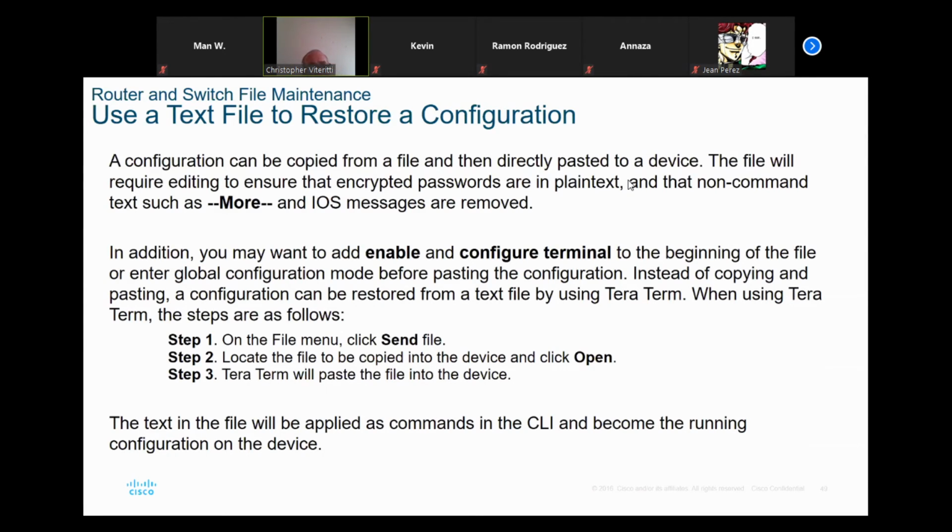In addition, you may want to add enable and configure terminal to the beginning of the file, or enter global config mode before pasting the config. Instead of copying and pasting, config can be restored from a text file using Tera Term. When you use Tera Term, on the File menu, click Send File. Locate the file to be copied into the device, click Open. Tera Term will paste the file into the device. But do realize, like I said before, you got to clean these files up.